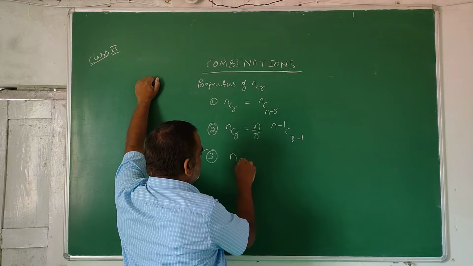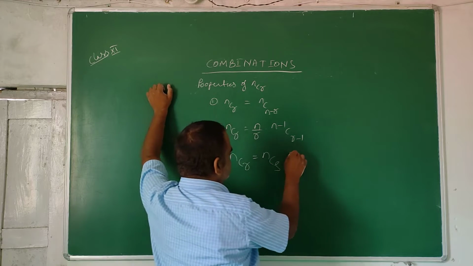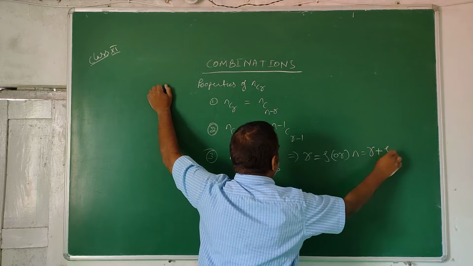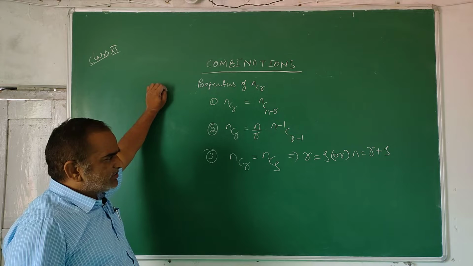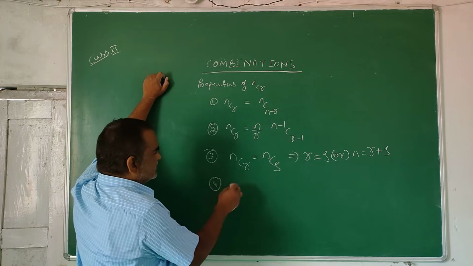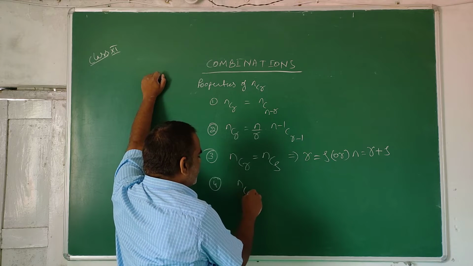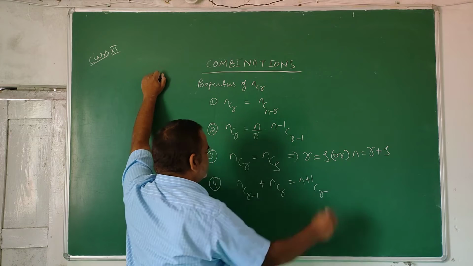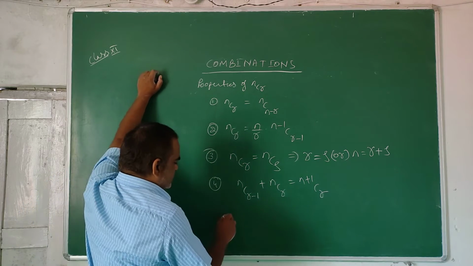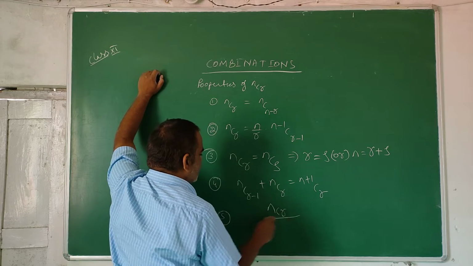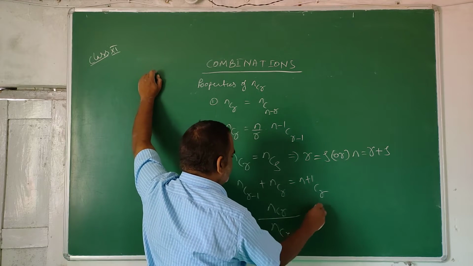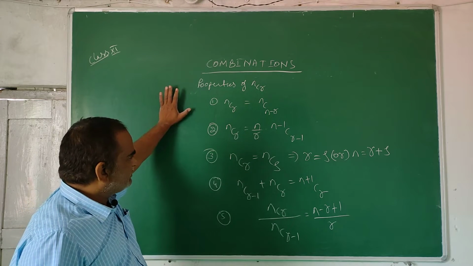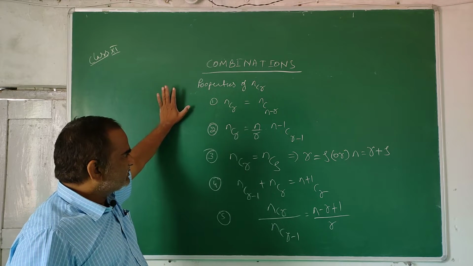Next, nCr is equal to nCs implies either r is equal to s or n is equal to r plus s. Next, nC(r minus 1) plus nCr is equal to (n plus 1)Cr. Next, nCr by nC(r minus 1) is equal to (n minus r plus 1) by r. So like this, some properties are there relating to nCr that I have written. These are most useful properties. Understood?